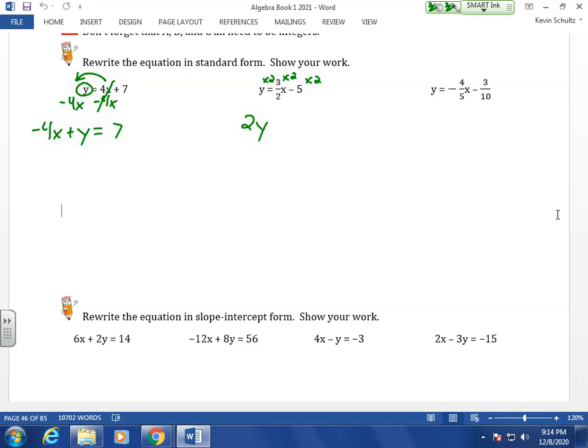Why does multiplying by the denominator cancel it out? Why is this an important step? Well, let's look at what happens when you multiply 3/2 times 2, or 3/2 times 2 over 1. We know that we multiply fractions by going straight across. So 3 times 2 is 6. 2 times 1 is 2.